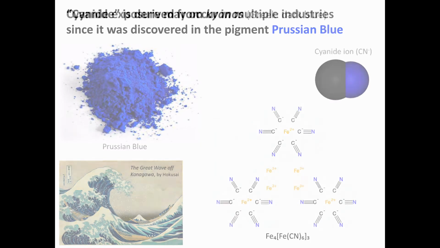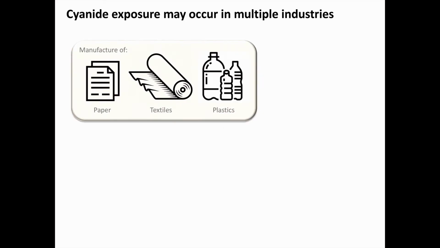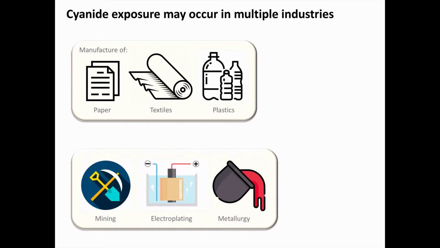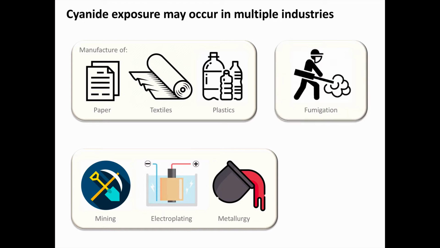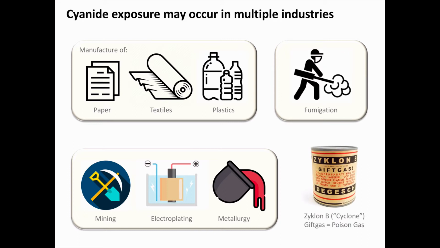else. And how is it that people can become exposed to cyanide? Cyanide is used in multiple industries, including the manufacture of paper, textiles, and plastics. The CN- ion forms soluble salts with many metal cations, so it's used extensively in mining, electroplating, and metallurgy. And because it is a metabolic poison, cyanide can be used in fumigation, although safer agents are more commonly used today. In fact, you may have heard of Zyklon B, a cyanide-containing agent that was used in the Nazi death camps in World War II.